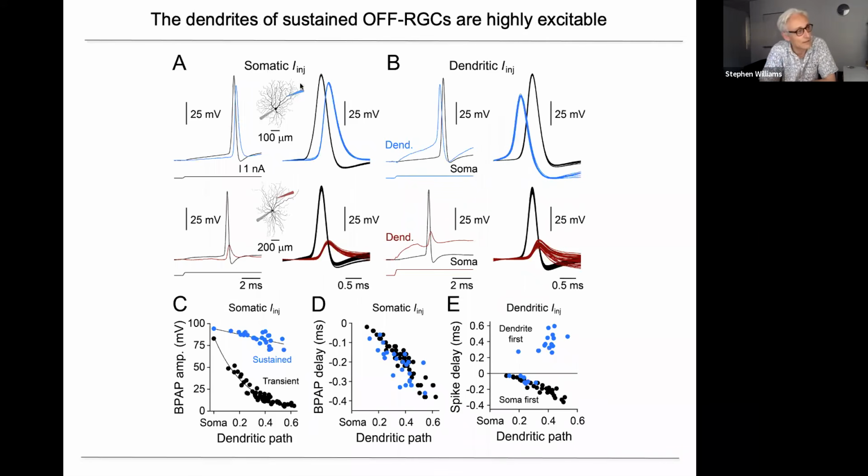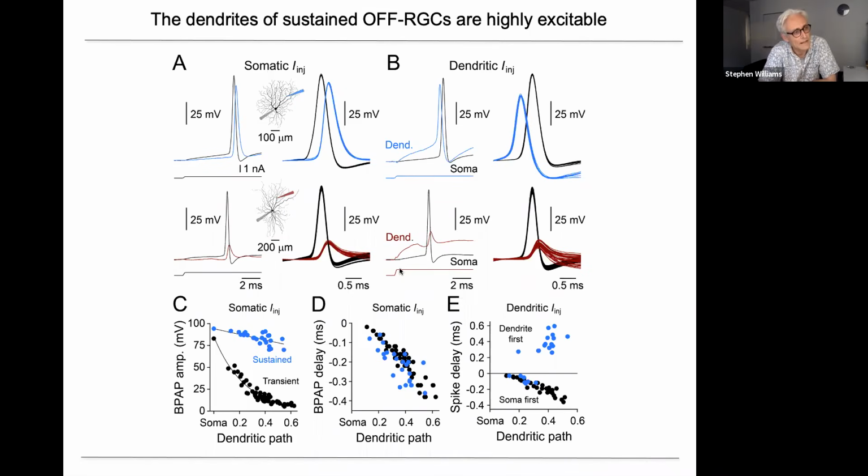And we can show that very clearly by making simultaneous somatic and dendritic recordings and injecting steps of positive current through the dendritic recording electrode. And in the sustained off ganglion cell, we see dendritic spikes powerfully forward propagate and discharge action potential firing, whereas in the transient off ganglion cell, we see a completely different pattern. We see basically passive dendritic arbors where action potentials very poorly backpropagate into the dendritic arbor.